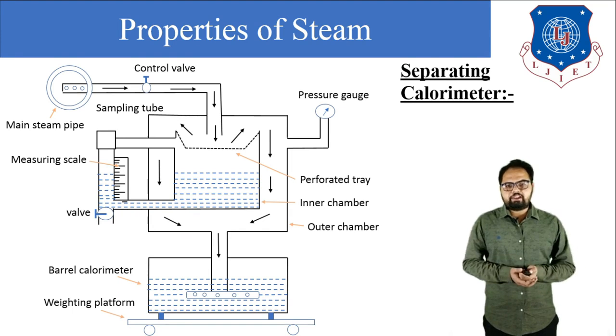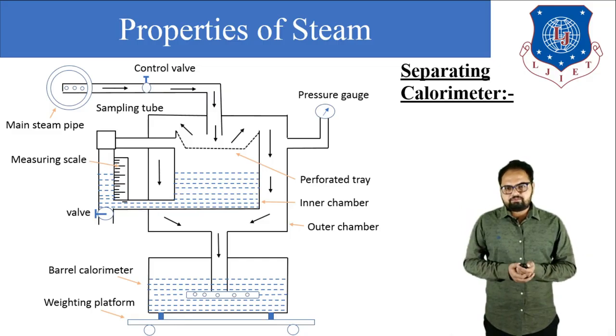We know that the calorimeter is used for measuring the dryness fraction of the wet steam, and in the last video session we have discussed bucket or barrel calorimeter and throttling calorimeter. Today in this video session we will discuss separating calorimeter and combined separating and throttling calorimeter. So let's start with the separating calorimeter.